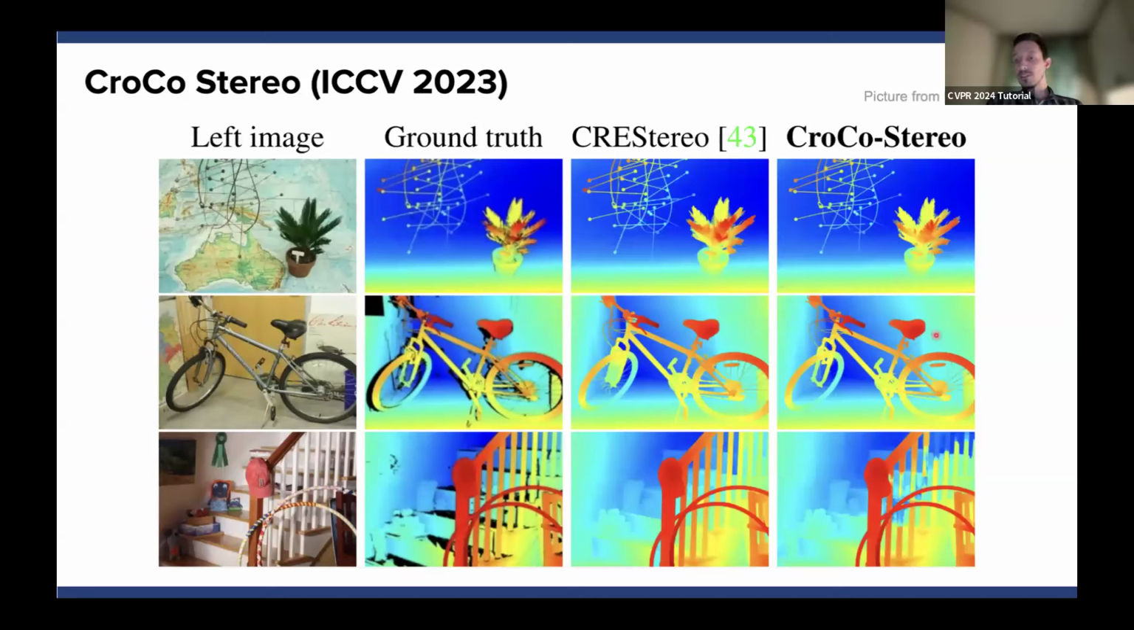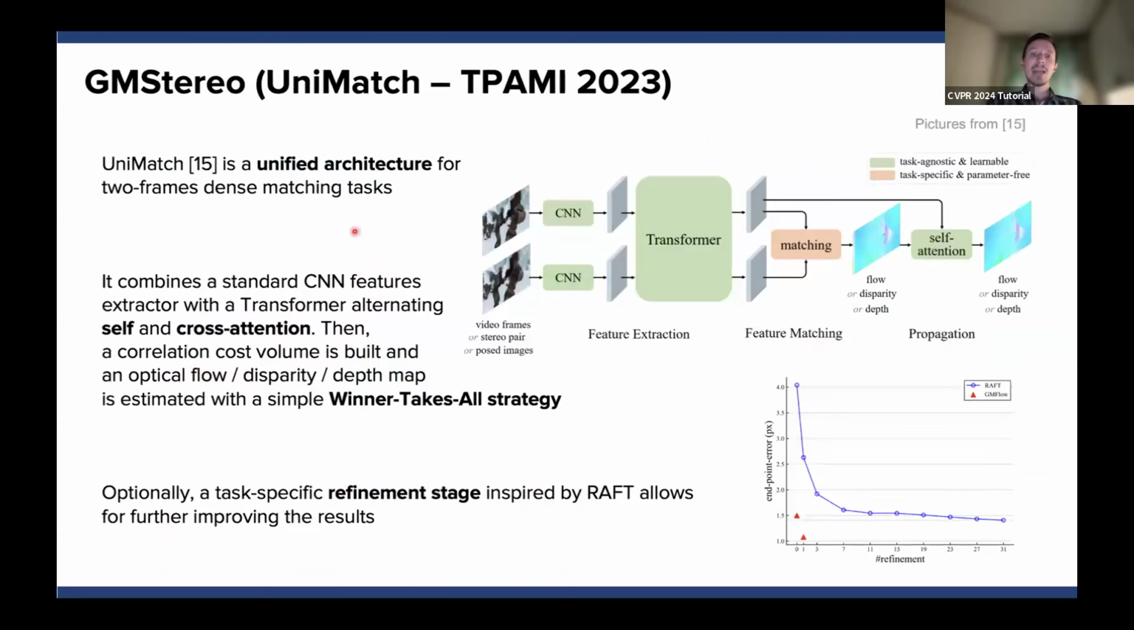So here are some qualitative results. We can see how Crocos Stereo produces some very accurate results, but in some very challenging conditions with repeated occlusions, it seems not the very best choice with respect to Crocos Stereo. Nonetheless, we feel that these results are very impressive considering that no matching between the tokens is imposed at all. And to conclude, we also mention GM Stereo, also known as Unimatch, that was published at TPAMI last year.